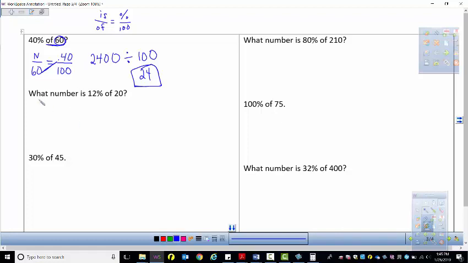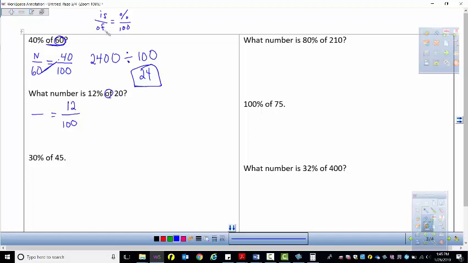The next one says, what number is 12% of 20? So I'm going to draw my two fractions. The bottom of the right side is always 100. The top is a percent. In this problem, is there a percent? Yes, 12 is the percent. So it's 12 over 100. So it's the percent over 100. And it says what number is 12%? We already used that. Of 20.